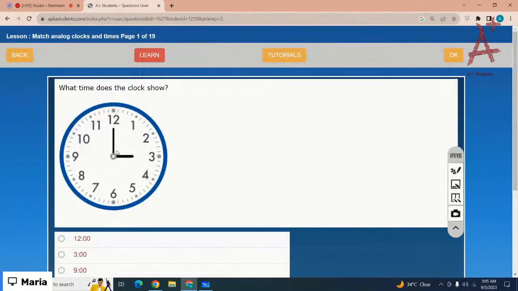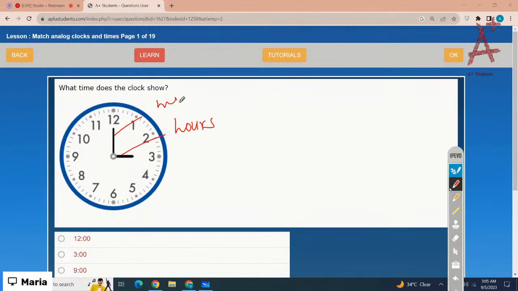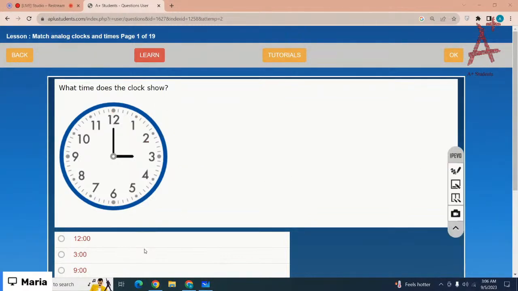What time does the clock show? You can see this one. This is the short hand, right? The shorter hand points to 3, and the shorter one is for the hours. This one represents the hours, and this one represents the minutes, right? This one points to 12. 12 means 0, and here it points directly to 12. That means it is 3:00. So option number 2 is the correct option. The correct option is 3.